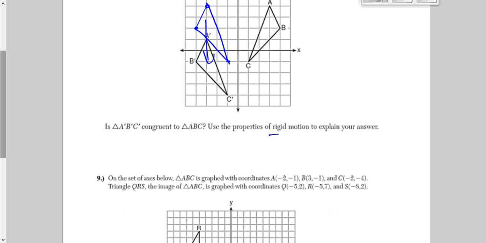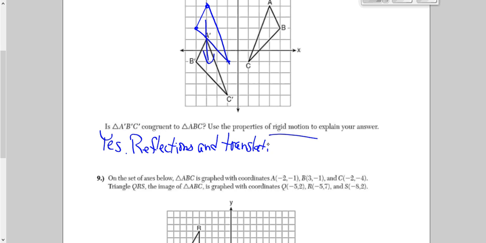And they said use properties of rigid motion to explain your answer. So let me just give this. So we're going to say yes. You've got to have either yes or no. And we did a reflection and a translation, right? So reflections and translations are what kind of motion? Reflections and translations are, we could say isometric, but let's use the word they used, right? Are rigid motions, right?